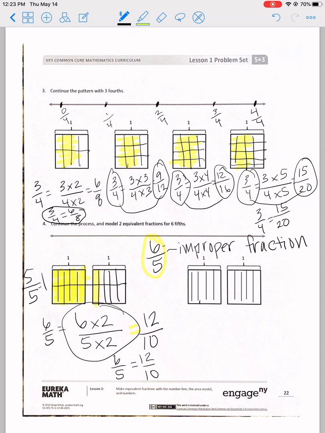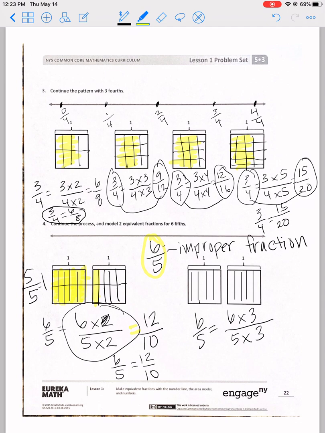Okay, so now over here on the next boxes, we're going to move on. And since we used a 2 here, we're going to go over here and use 6/5, and we're going to see what's equivalent to it. We're going to take the numerator of 6 times 3 and the denominator of 5 times 3.